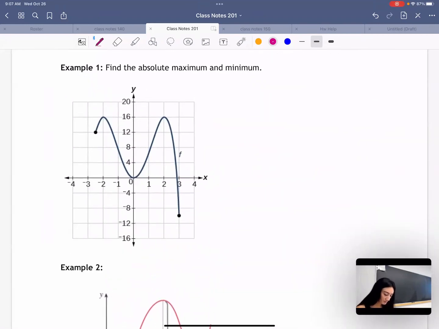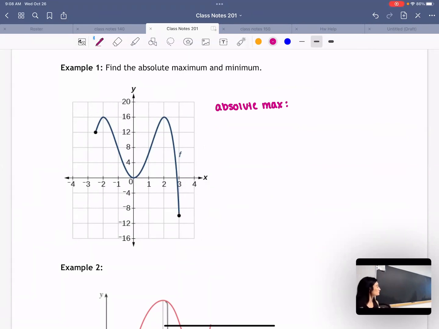Okay. So example one, we want to find the absolute max and the absolute min. The last example was a little bit easier because the function had a peak and a valley, and it only happened at one point. Let's see what can happen when there's multiple points going around here. Okay, so let's do the absolute max first. How can I say the absolute max?